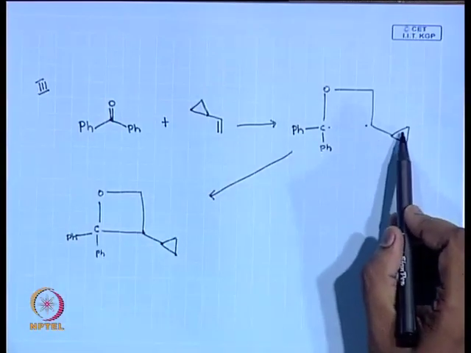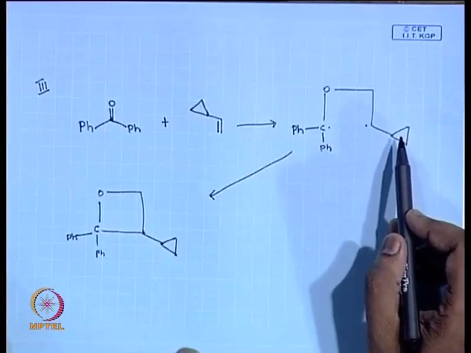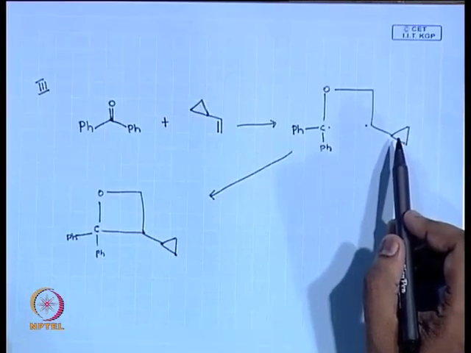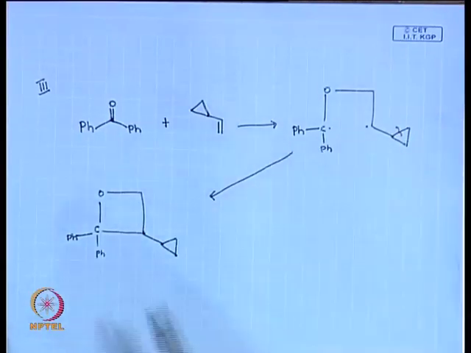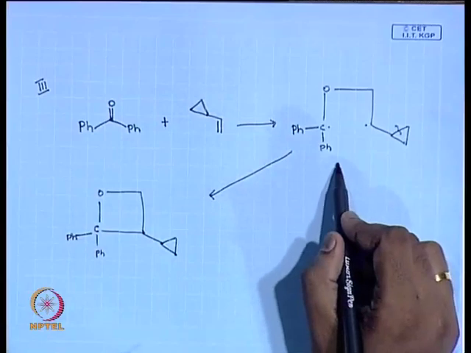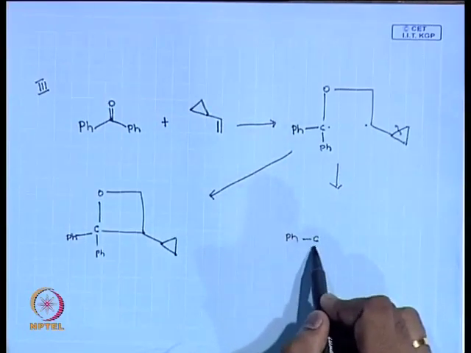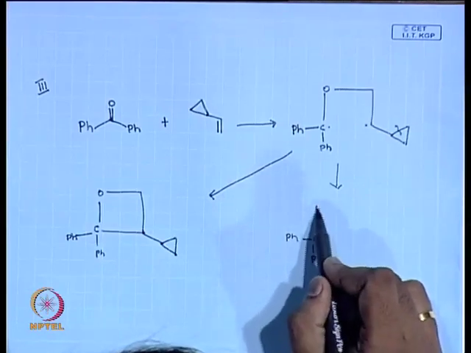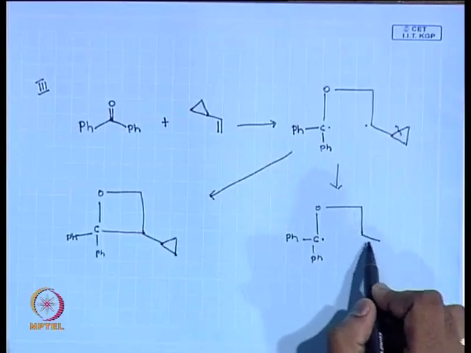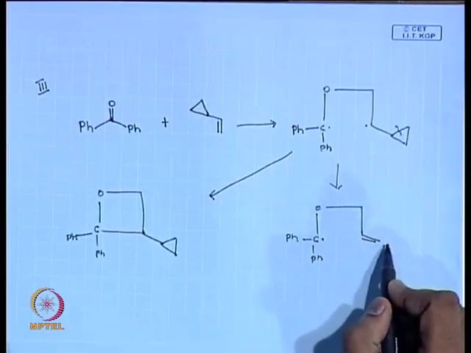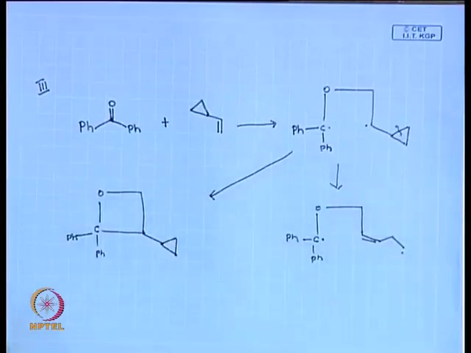See, this ring can open up, which you have studied in your beta cleavage most of the time. Like, you have a cyclopropane ring which is strained. They can open up nicely. I can break this. It can be phenyl O. I get this.